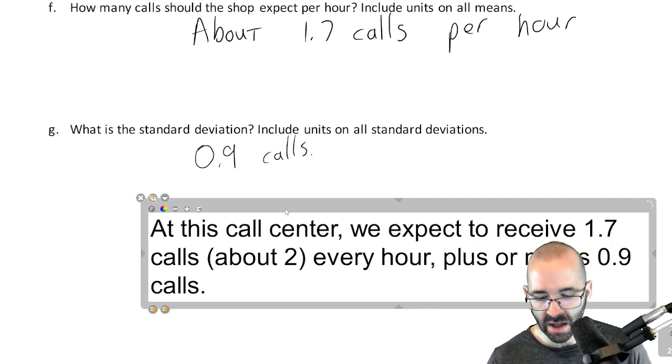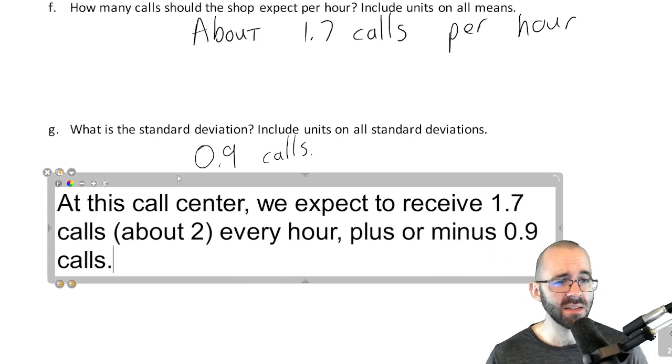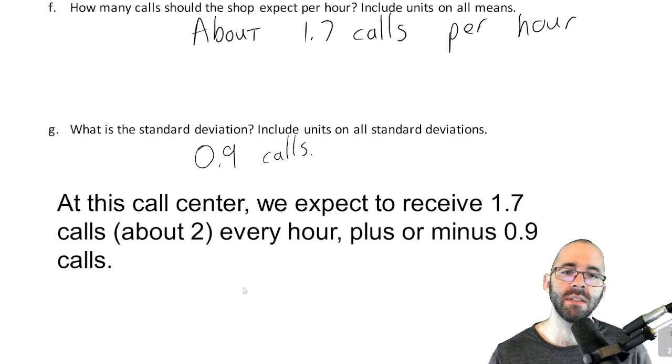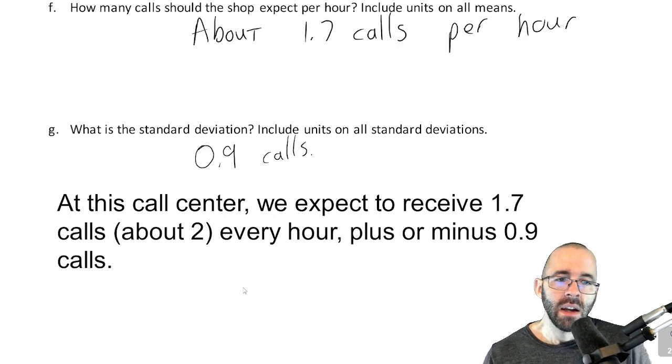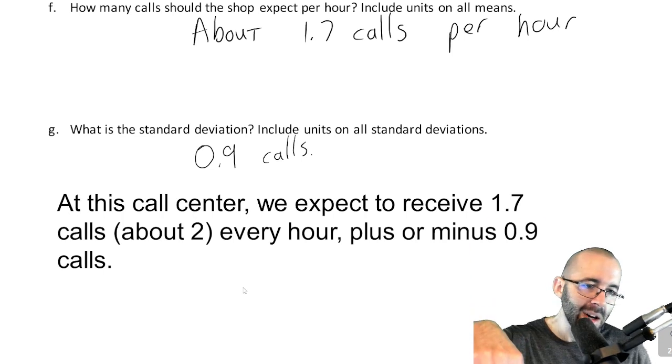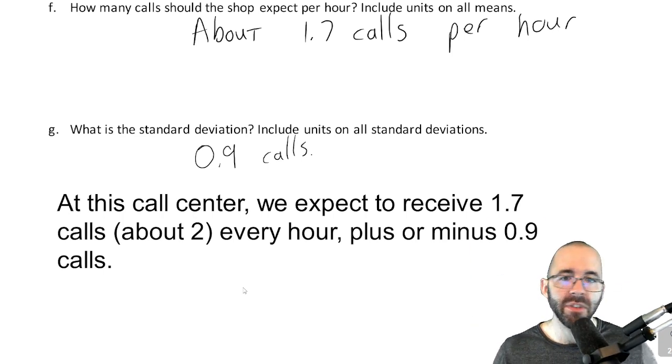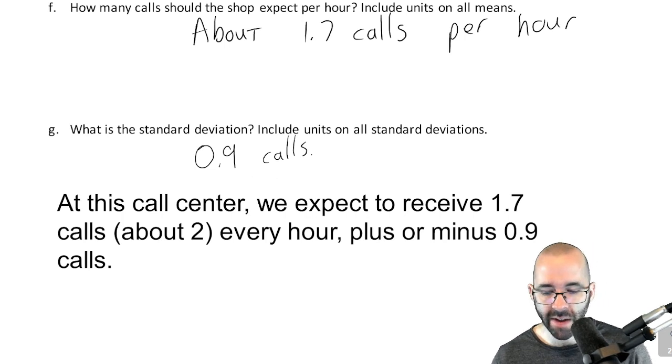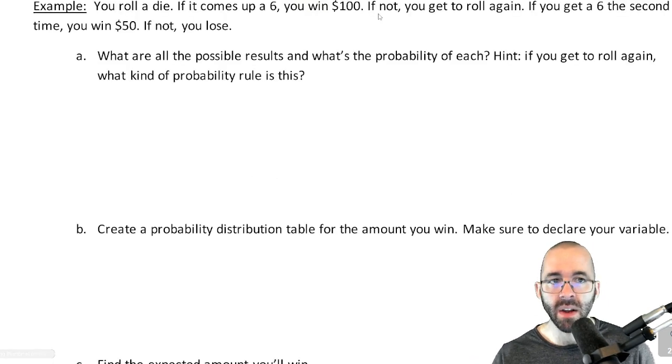Okay. I'm not super picky on whether you round to these. Some people might be, but that's exactly what we have going on here. So we expect about 2 calls. Maybe that'll vary by 1 call above, 1 call below. On average, could vary by more, but this is what to expect. And that's how we tie it all together.